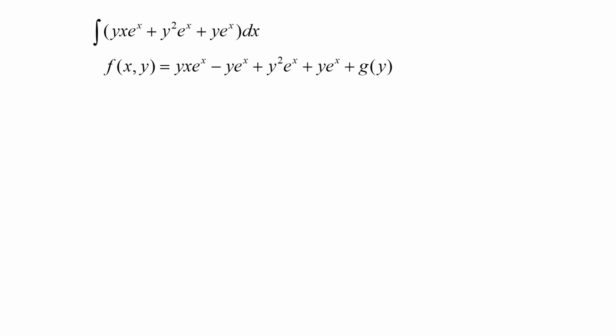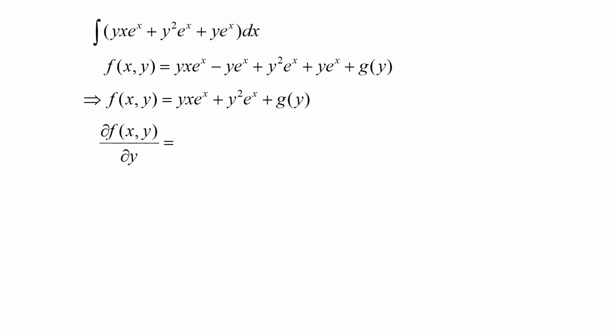Now we can simplify this. We have a minus y e to the x and a plus y e to the x, so they'll cancel each other out. So we get f is equal to yx e to the x plus y squared e to the x plus g of y. We want to figure out what g of y is, so we'll take the partial derivative with respect to y. That's going to give us x e to the x plus 2y e to the x plus g prime of y.